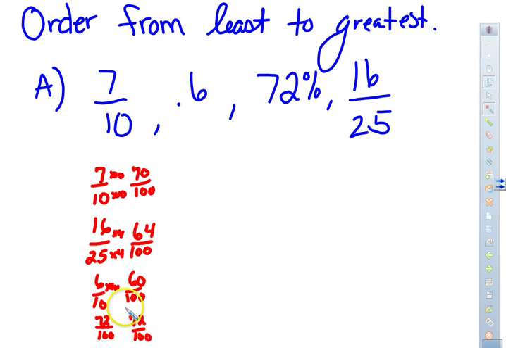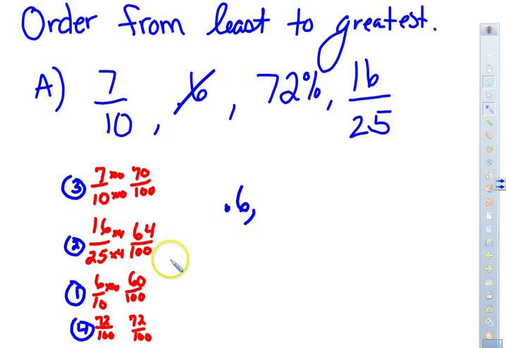Now I can put them in order from least to greatest. And my, again, least is going to be this one. So that's my first. Second one will be this one. And my third will be the 7/10, and fourth will be 72/100. So what you want to do, since they gave us original numbers, I labeled them, but what represents my 6/10? Well, now first one is going to be the decimal 6/10. We've got to use the original one, so we can cross that off.